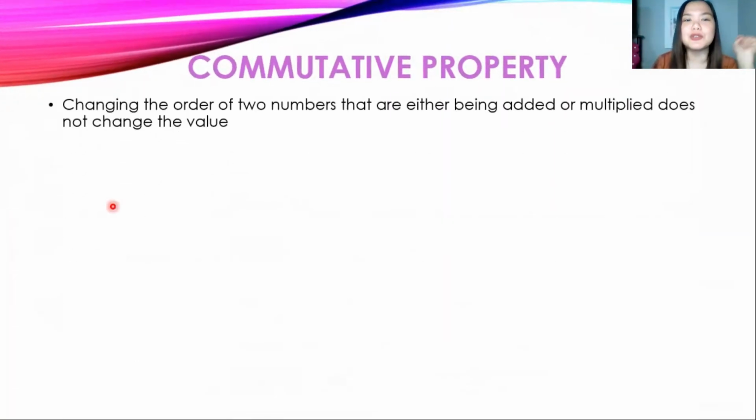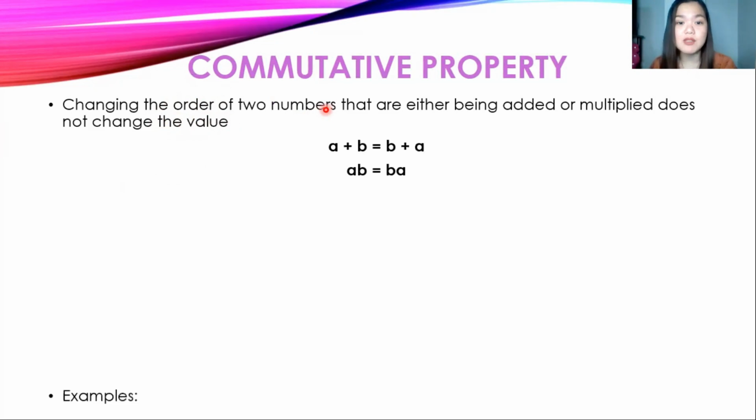So, commutative property is based on order. Take note of the word order. Changing the order of two numbers that are either being added or multiplied does not change the value. So, let's have A and B as any real number. A plus B is equal to B plus A, or A times B equals B times A.